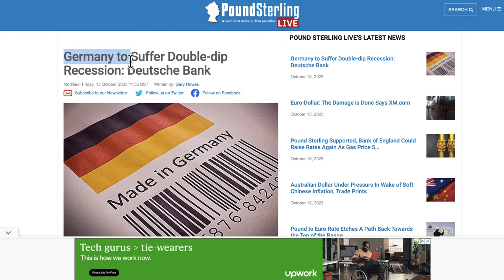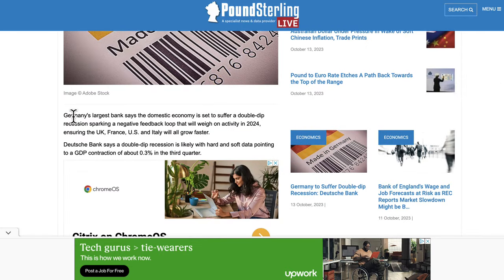Germany to suffer double dip recession, and this is Deutsche Bank. So Germany's largest bank says the domestic economy is set to suffer a double dip recession, sparking a negative feedback loop which will weigh on activity in 2024, ensuring the UK, France, US and Italy will all grow faster. So Deutsche Bank says a double dip recession is likely, with hard and soft data pointing to a GDP contraction of about 0.3% in the third quarter.